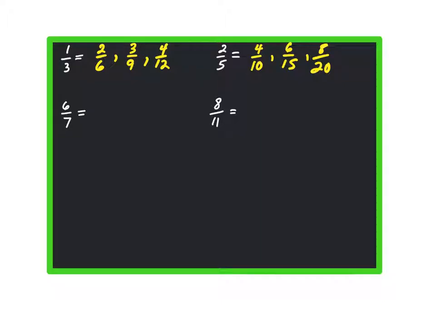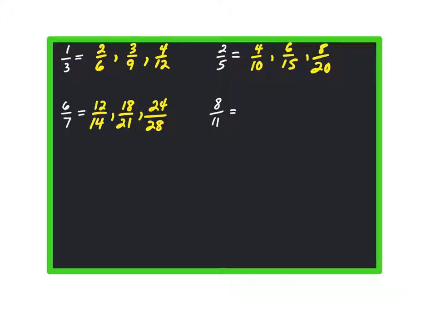Moving down to 6/7, I'm going to do the same thing. 6 times 2 is 12. 7 times 2 is 14. 6 times 3 is 18. 7 times 3 is 21. 6 times 4 is 24. 7 times 4 is 28. You can see as long as I do the same to the top and the bottom, it's going to work.